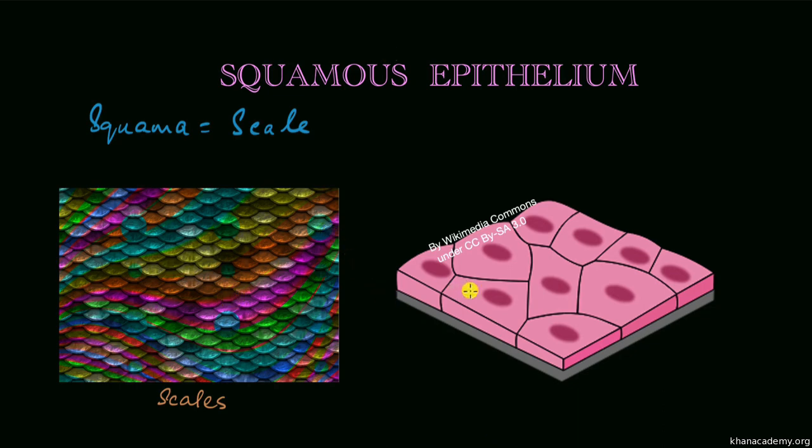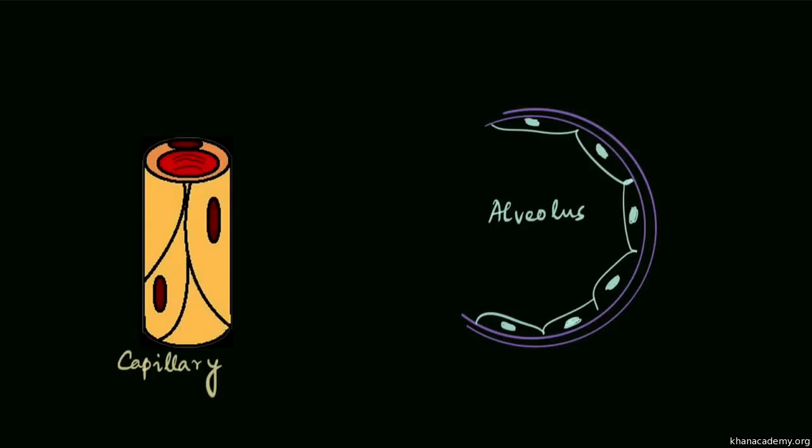Since the cells are so flat, substances can easily diffuse through them in both directions. And that's why they can be found in capillaries and alveoli. If you take a layer of squamous cells and roll it into a tube, this is what it looks like. And this is also what a blood capillary looks like. The walls are composed of just a single layer of flat squamous cells.